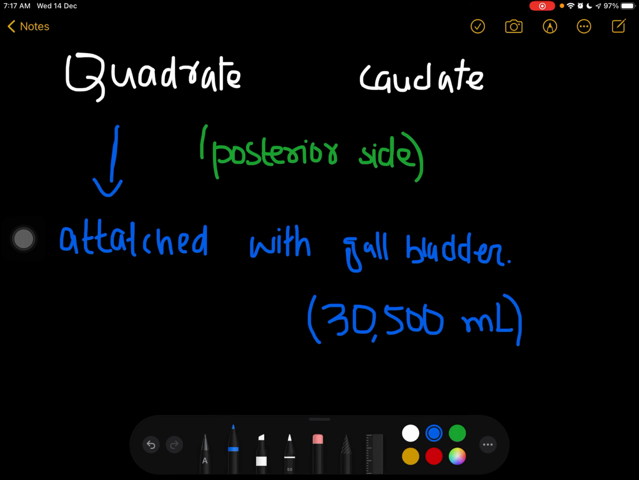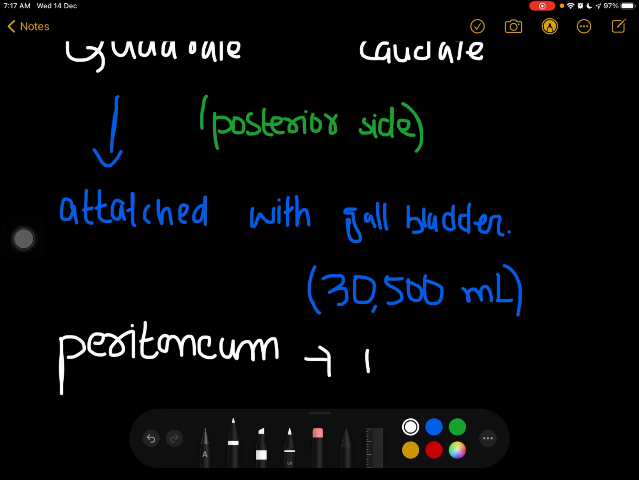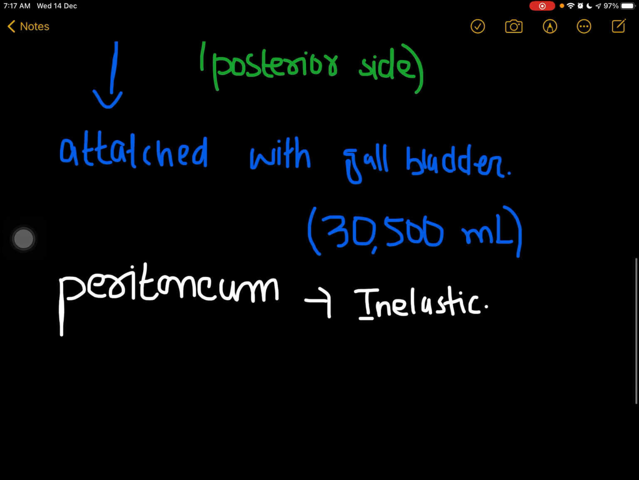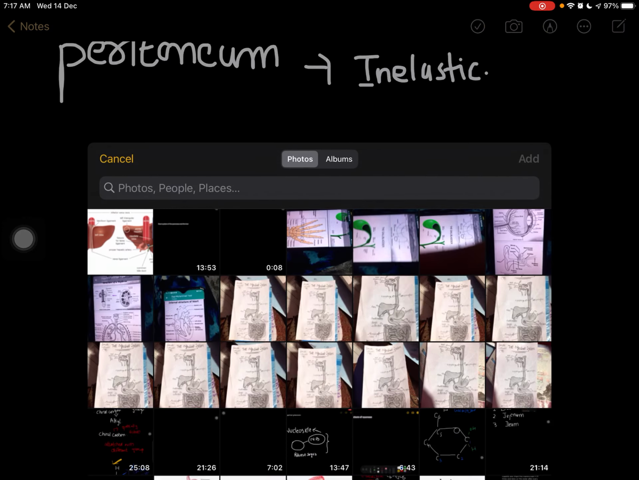Now the liver is covered by a membrane or a covering which is known as peritoneum. It is a covering of the liver and it is inelastic, right? So let me show you the diagram, how these quadrate and caudate lobes are arranged.